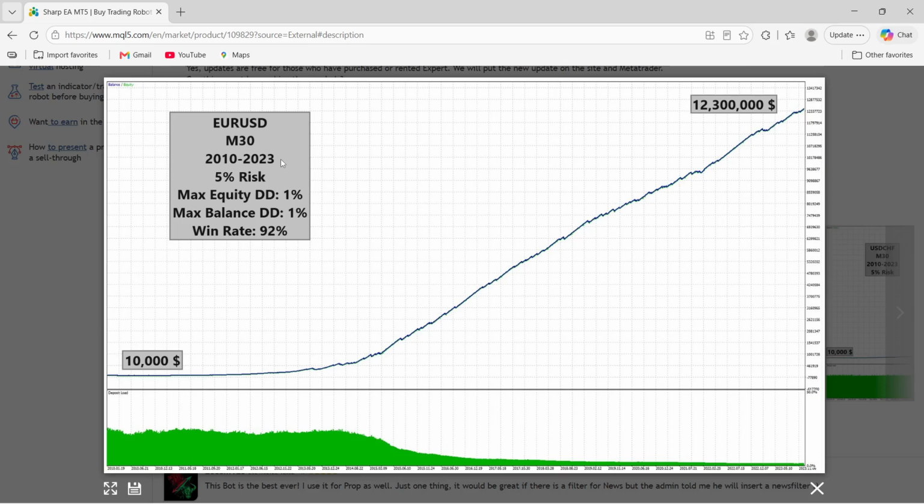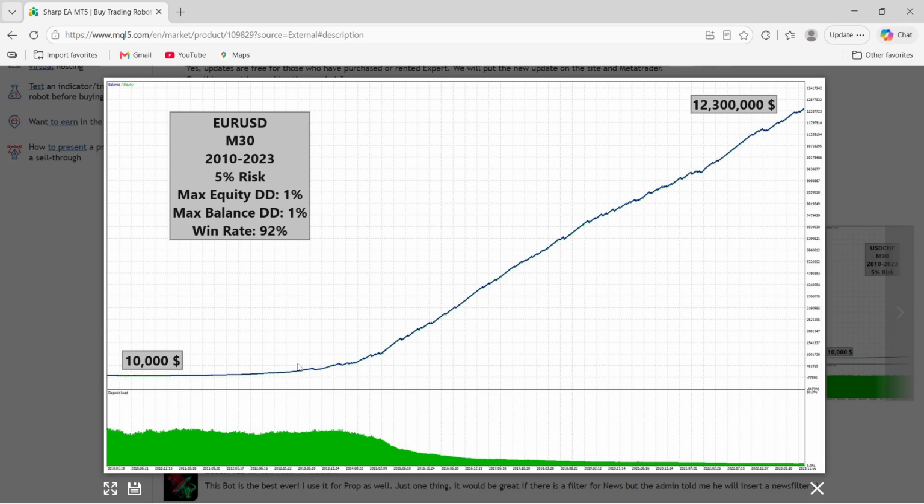That is a period of 13 years. That should be 14 years, rather. With a 5% risk, max equity drawdown was 1%, max balance drawdown was 1%, and the win rate was 92%. So you see the equity curve, it starts out flat, but then there's this quick upward movement, kind of looks like a 45-degree line to the upside. So it shows pretty decent gains over time.